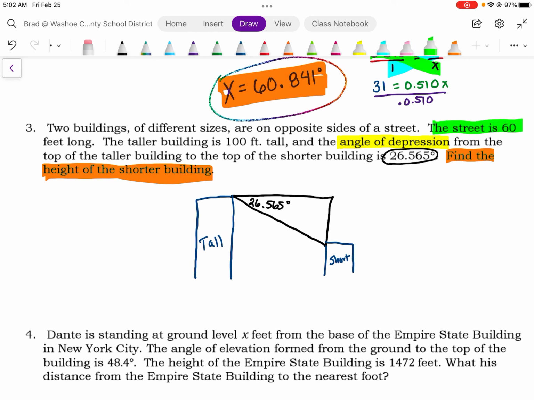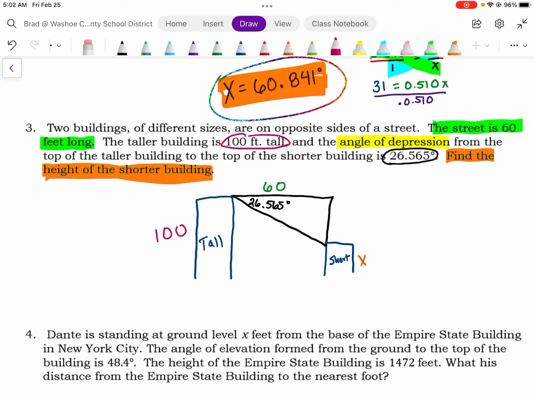The street is 60 feet long. So I'm going to go ahead and say that 60 usually is down here because this would make sense that this would be a street. Well, that's going to be the same as up here, okay? So they're both 60, so I'm just going to put that up there to make it a little bit easier for me. And trying to find the height of the shorter building. So this is what I really want to know, okay? And it tells me that the taller building is 100.